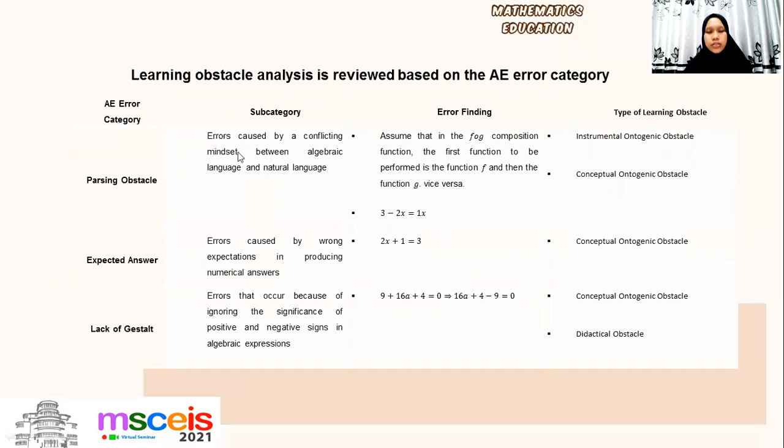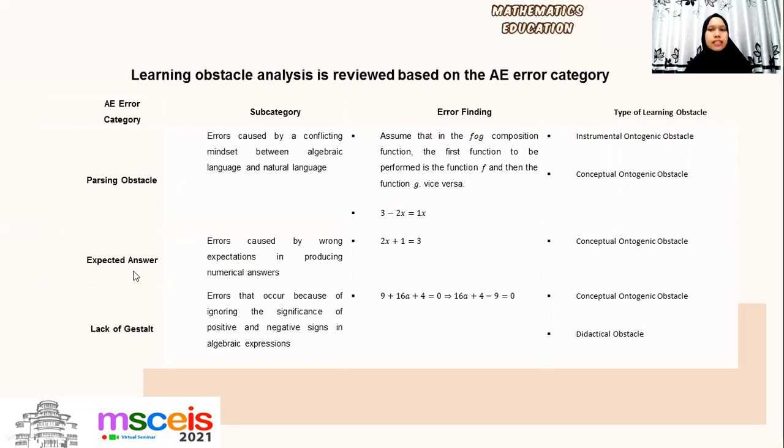This is errors caused by a conflicting mindset between algebraic language and natural language. That is, students assume that in the F composition G, the first function to be performed is the function F, and then the function G, and vice versa. The type of learning obstacle is instrumental ontogenic obstacle. And for 3 minus 2x equals 1x, this is a conceptual ontogenic obstacle.